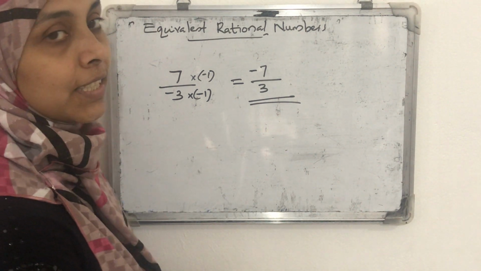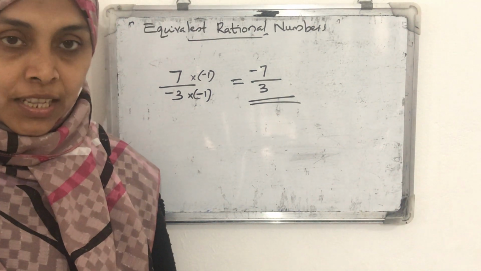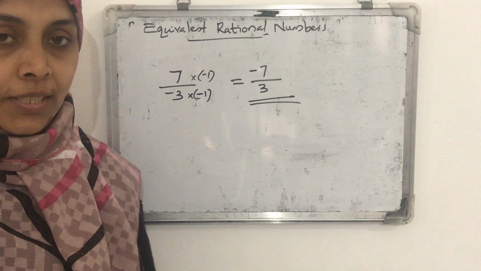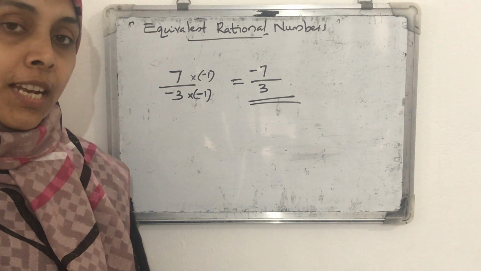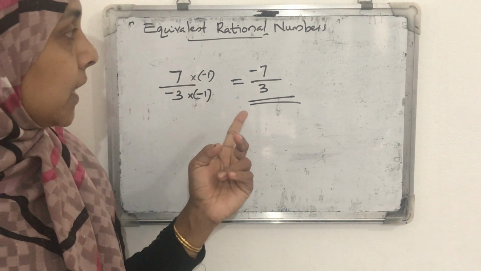So today we discussed the standard form of a rational number and equivalent rational numbers, and also how to represent improper rationals on a number line. Three matters we discussed today.